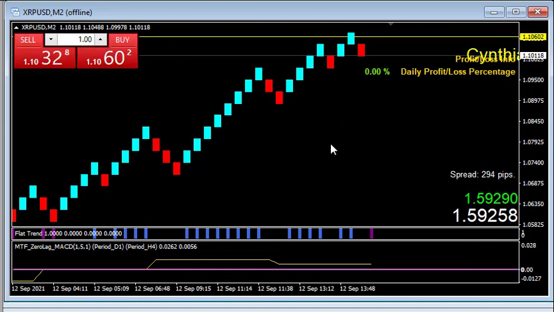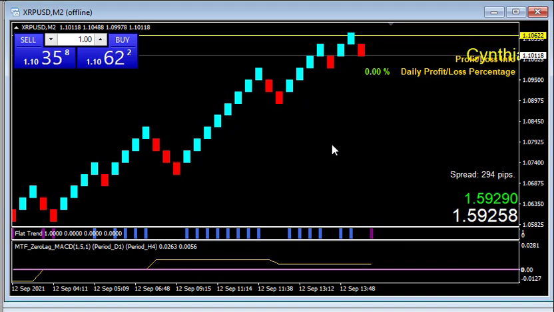By the way, what you're looking at right now is a crypto chart. It's the XRP, the Ripple US dollar chart. It's Sunday morning, and there's already been a ton of activity starting late last night.